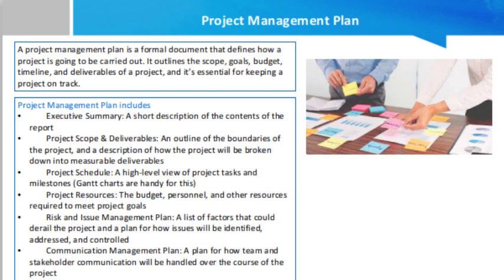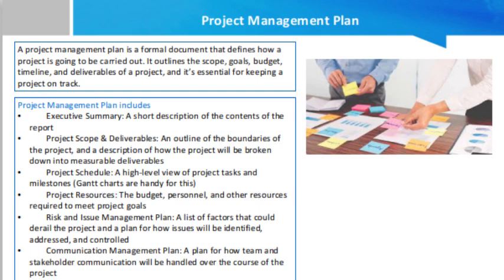Now, what are the parts of a project management plan? Before you start assembling your own plan, you should be familiar with the main components of a typical project plan. A project management plan should include these sections: executive summary, a short description of the contents of the report; project scope and deliverables, an outline of the boundaries of the project and a description of how the project will be broken down into measurable deliverables; project schedule, a high level view of project tasks and milestones. Gantt charts are handy for this.